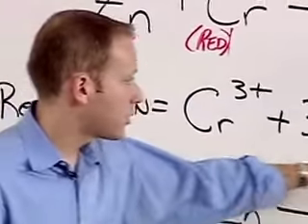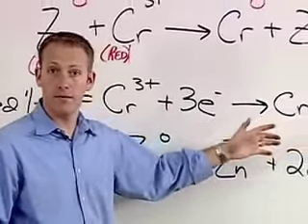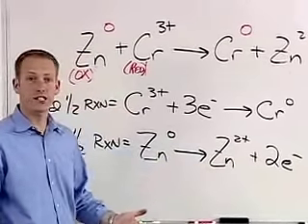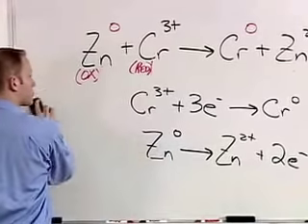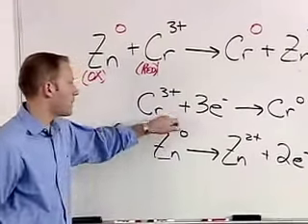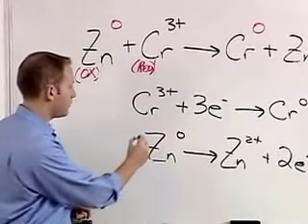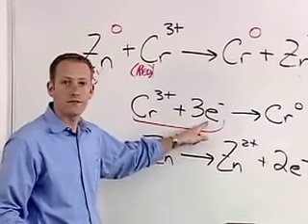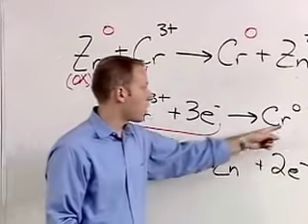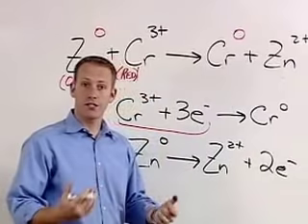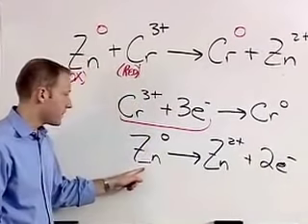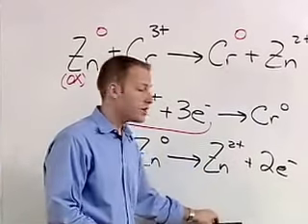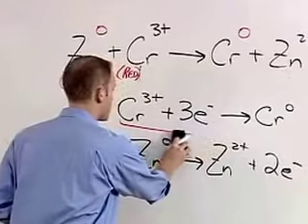Chromium, there's 1 here. Chromium, there's 1 here. That's fine. Mass is conserved. Zinc, there's 1 here. Zinc, there's 1 here. Okay, mass is conserved. How about charge? What's the total charge on this side? Well, there's 3 positives and then 3 negatives. Total of 0. What's the charge on this side? 0. Conservation of charge. What's the charge on this side? 0. 2 plus 2 electrons, also 0. So this shows conservation of charge.